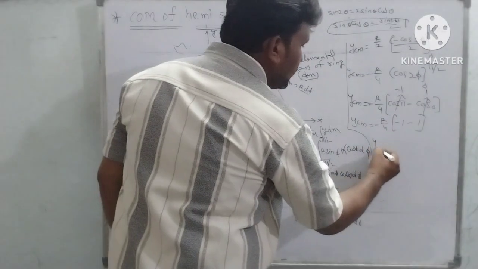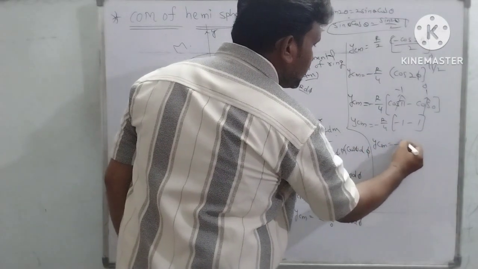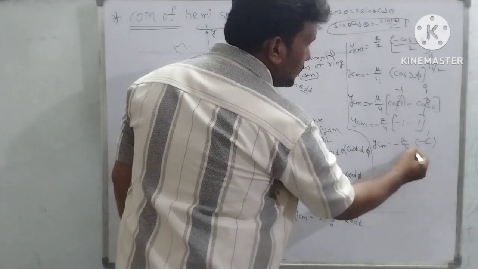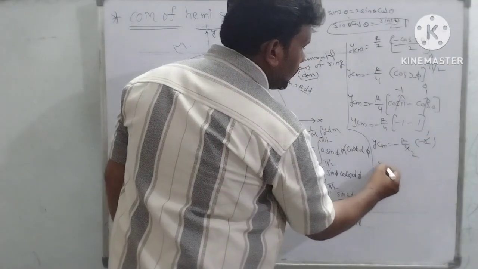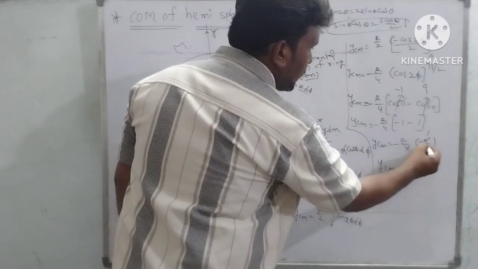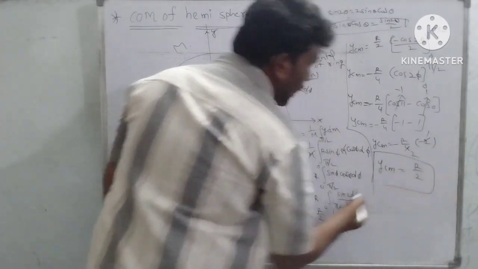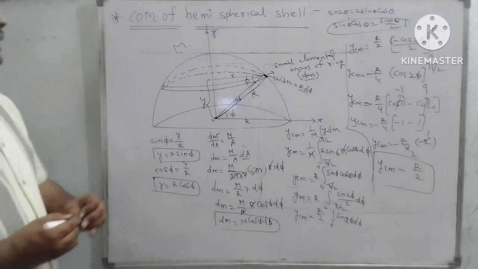So finally what do you write here? y center of mass is minus r by 4, minus 2 will come. So here one time, this is 2 times. Then y center of mass is equal to minus into minus plus, and finally you get r by 2. So r by 2 is what here? The center of mass of this hemispherical shell.